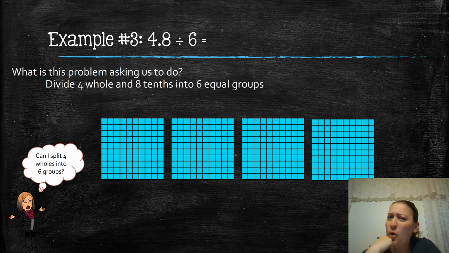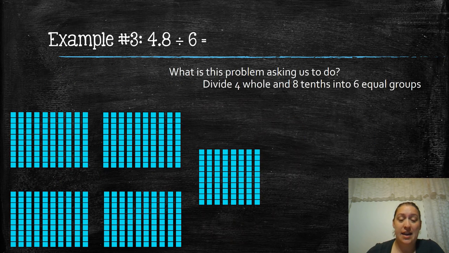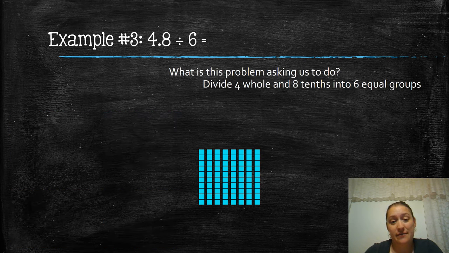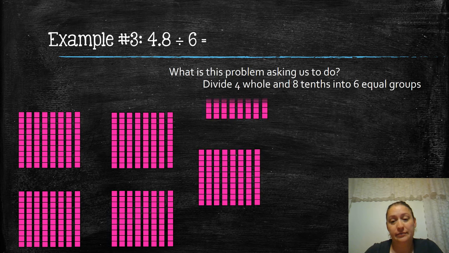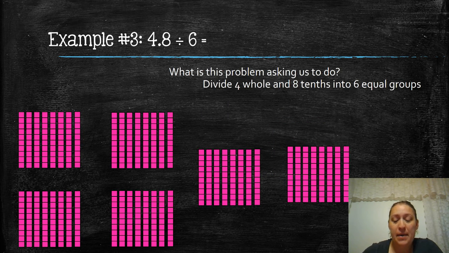Can I split 4 wholes into 6 groups, doing it with the wholes that I have on my screen? No, I can't. But if I think about them as tenths, I can, because 4 wholes is the same thing as 40 tenths. So we can think about this problem as 48 tenths being divided into 6 equal groups.